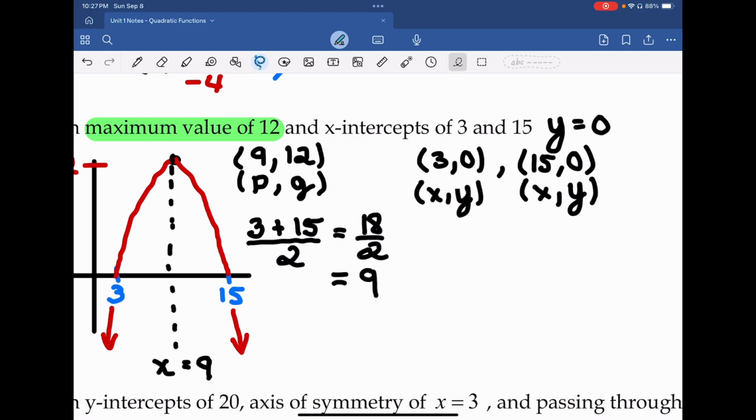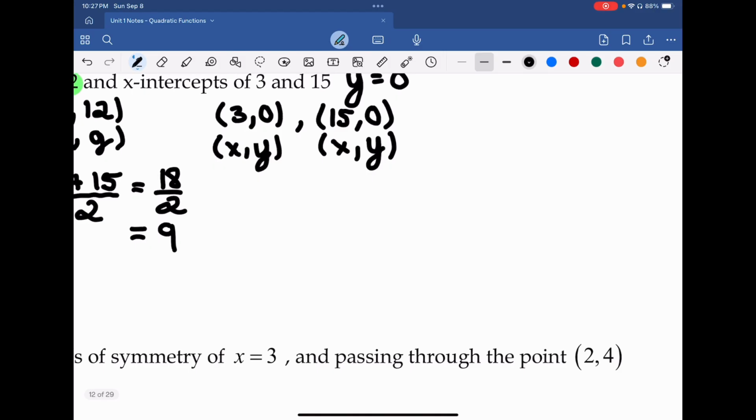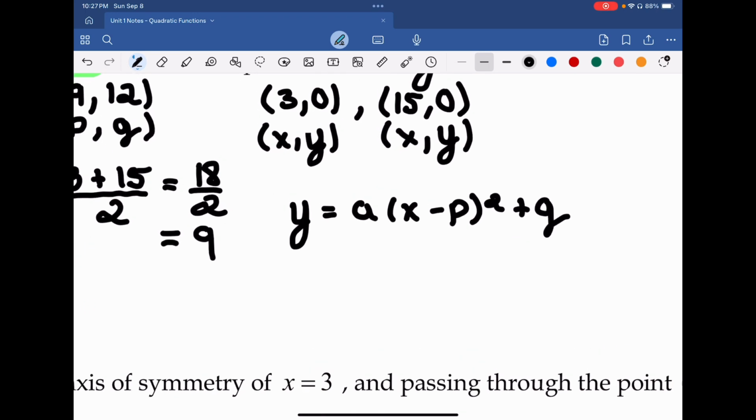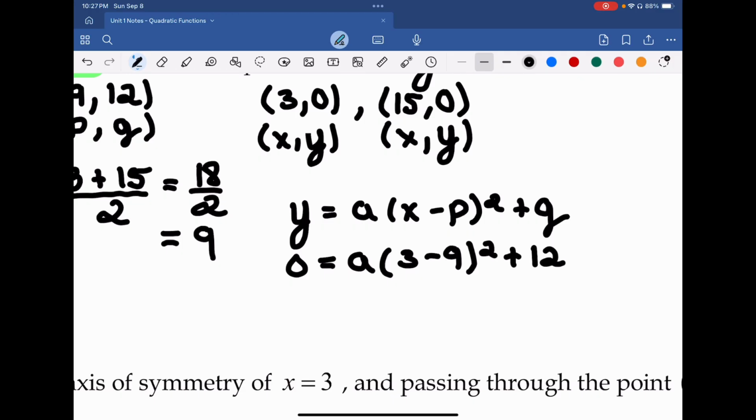Okay, now here's where it actually comes to solving the problem. We need to solve for our a value yet again. So to solve for the a value, let's do that here. It's going to start with y is equal to a times x minus p, all squared, plus q. Now, here's where we get to choose an x and y. It can either be the 3 and 0 or 15 and 0. I like to keep the numbers simple, so let's use 3 and 0. And we're going to plug in our p and q here. So for y, it's going to be 0. For a, that's what we're looking for. Our x value is 3. Our p value is positive 9, so it's actually going to be minus 9 all squared. And then our q value is positive 12.